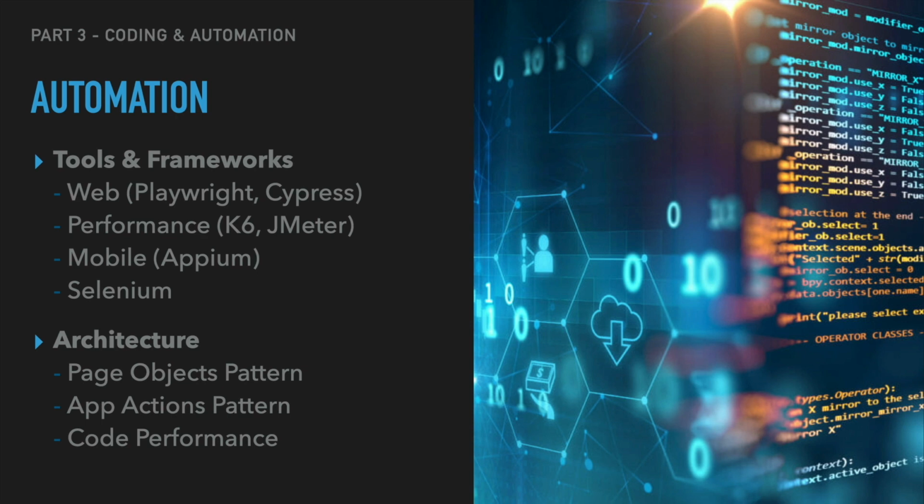Next, if you have some performance ambitions, then I would recommend you take a look at K6 or JMeter. If you have, for example, mobile ambitions, you should take a look at Appium. And I have also mentioned Selenium here because some of the large corporations will still probably be using Selenium. So in that case, try to take a look at it.